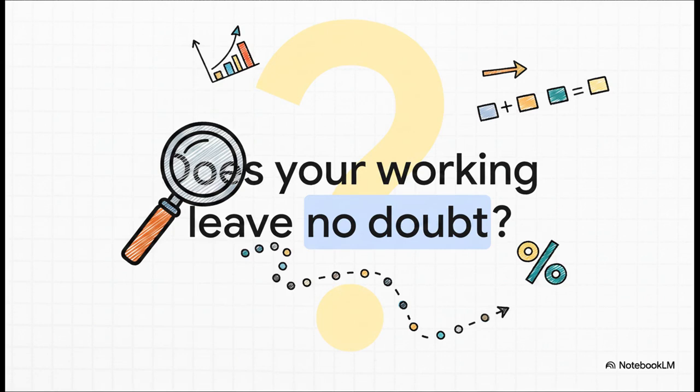So, as we wrap up this forensic breakdown, I really want to leave you with this final, vital question. Does your working leave absolutely no doubt for the examiner? As we've seen today, you don't need to write a novel to get full marks. You really just need clear, unambiguous communication of your method, like writing out that precise decimal multiplier, followed by a highly accurate final number. If you can cultivate this habit of leaving a crystal clear trail of mathematical breadcrumbs, you are going to be maximizing your marks on every single paper you tackle.